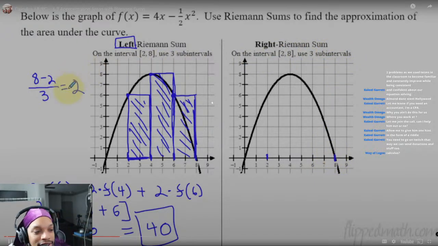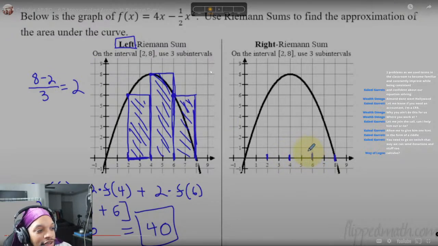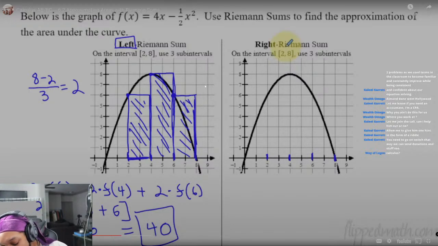I forgot how to do these, to be honest. There are 3 subintervals, and the width of each is 2. It's just base times height. But in this case, with the right Riemann sum, are you adding extra area? I mean, it's an approximation, so it's not going to be an exact area.